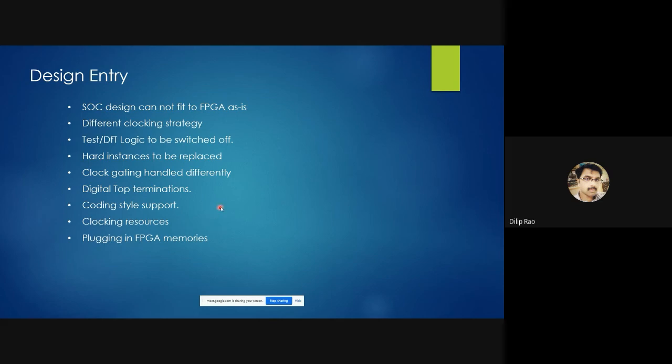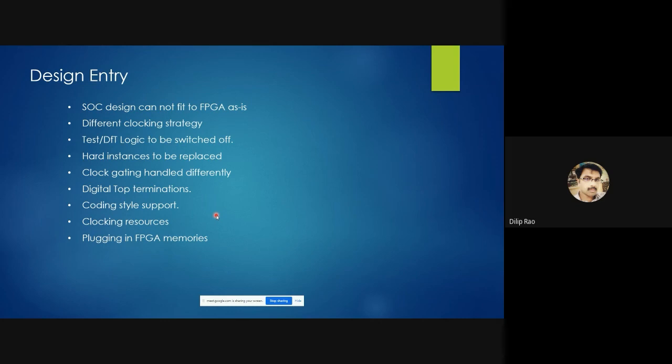All the hard instances have to be replaced. When you get into an ASIC design, you will see that the ASIC is targeted for a specific technology node. So there will definitely be several technology-specific cells that are instantiated. Those need to be replaced here, because the technology is totally different compared to what we have for an ASIC. We need to replace them with suitable behavioral models.